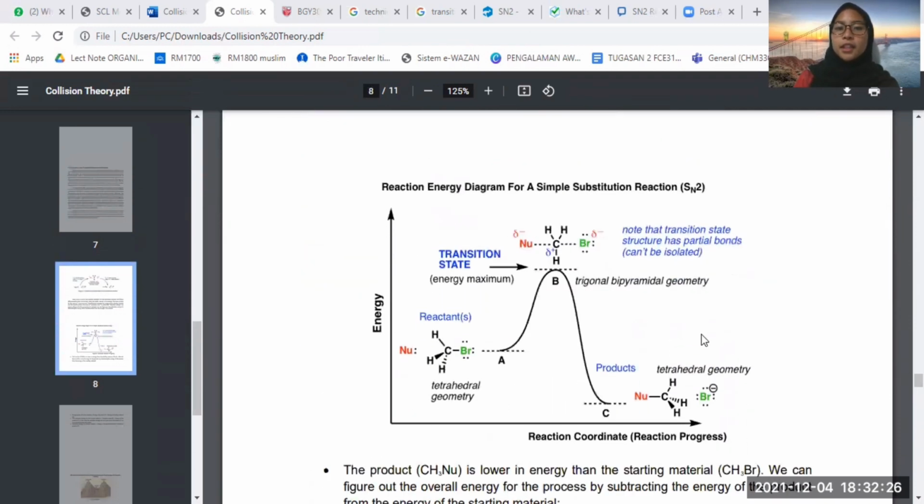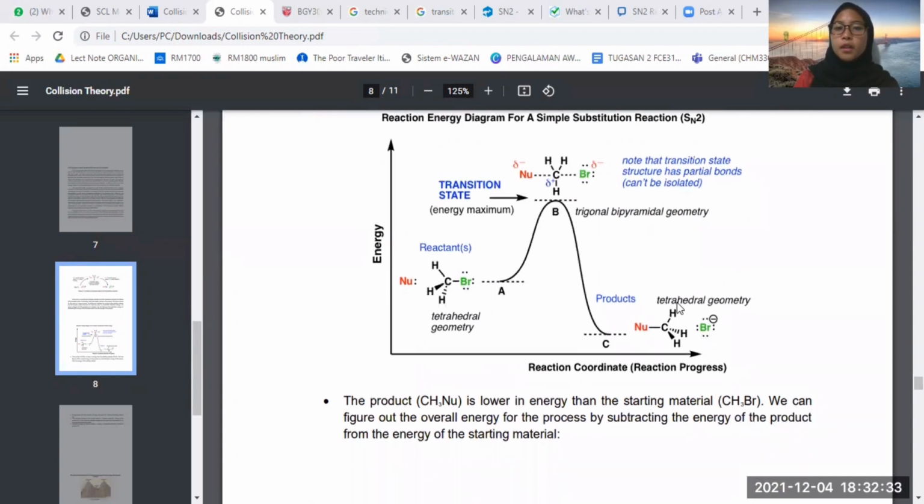So this is the reaction energy diagram for a simple substitution reaction, SN2. A is the reactant, B is the transition state, and C is the products.